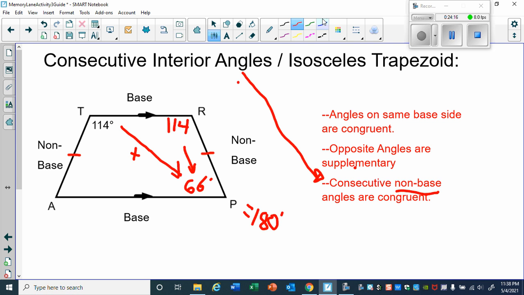And then the last but not least, this base angle P is 66. Angle A also has to be 66 because they're both base angles.